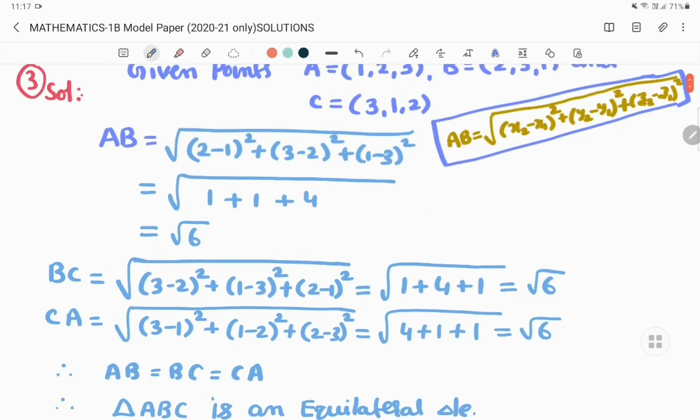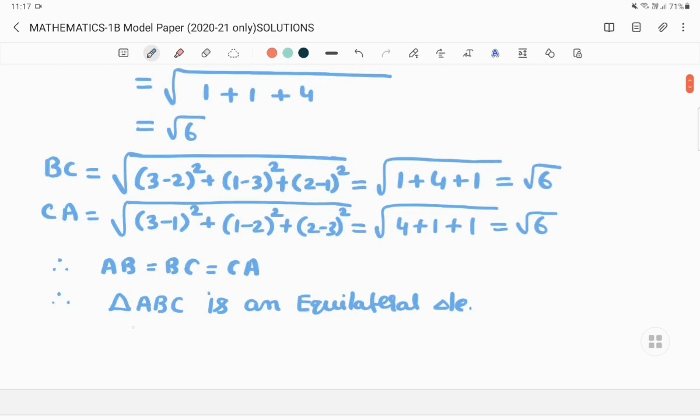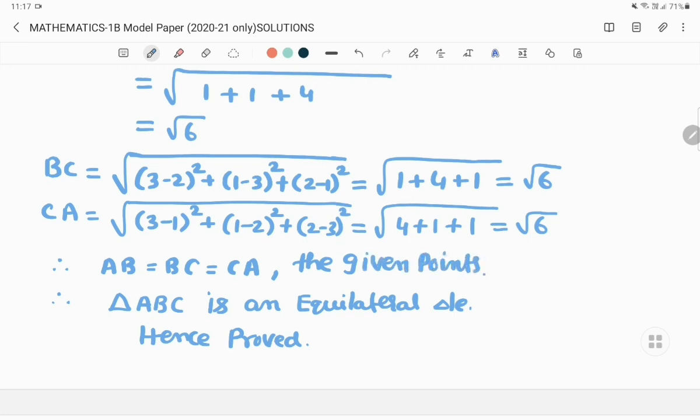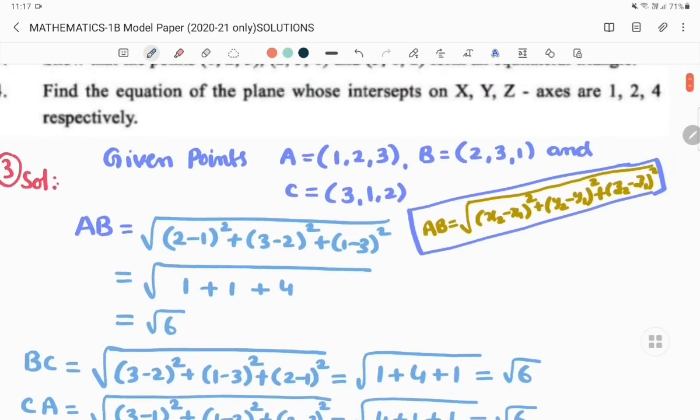We'll move to the next question. They are asking to prove that, hence the result, hence proved. The given points form an equilateral triangle. We'll move to the next question.